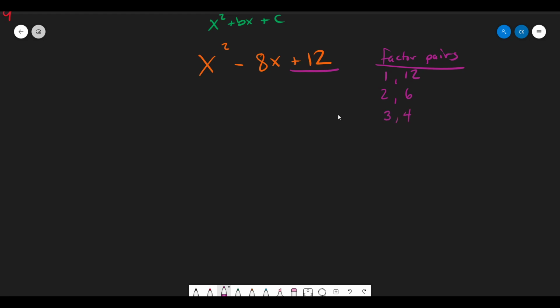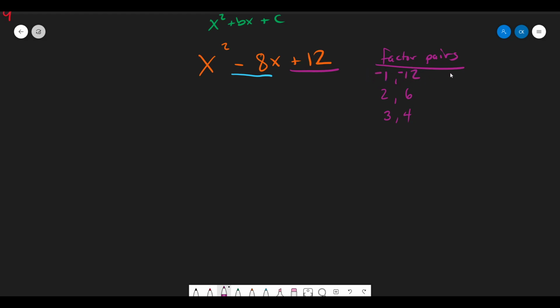But noticing what I want to do, I want them to have a sum of negative 8. In order to have a sum of negative 8, that means that both of these numbers can't be positive. Both of them actually have to be negative, because the only way to multiply to get a positive number and add to get a negative number is if both of those numbers are negative. So I'm not going to work with positive 1 and positive 12. I'm going to work with negative 1.